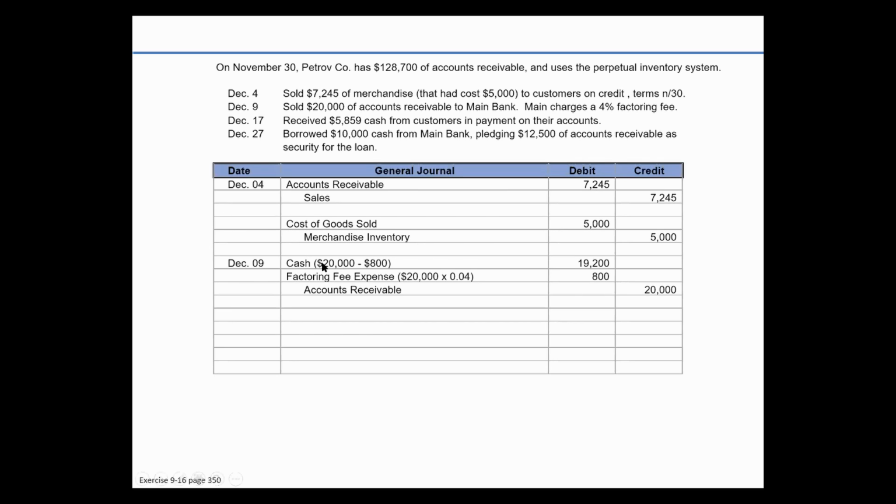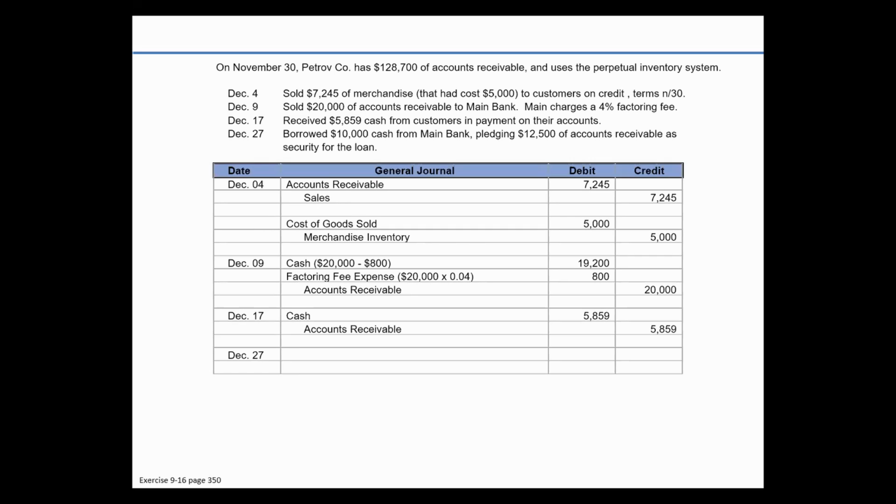That's the debit. Again, that is $20,000 minus the $800, which is our factoring fee. And so we will also debit factoring fee expense. So 20,000 multiplied by 4% is 800, and then we would credit the accounts receivable for 20,000 because we're accepting 19,200 in lieu of the 20,000. On December the 17th, we received $5,859 cash from a customer in payment of their accounts. And so we debit cash $5,859, credit accounts receivable $5,859.